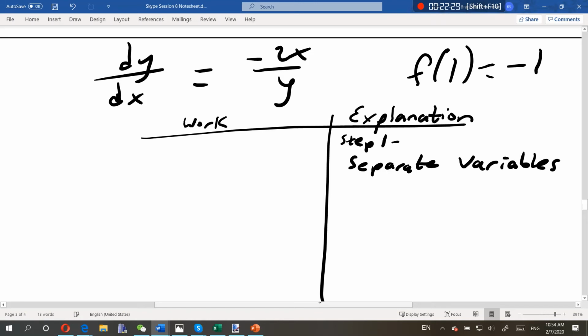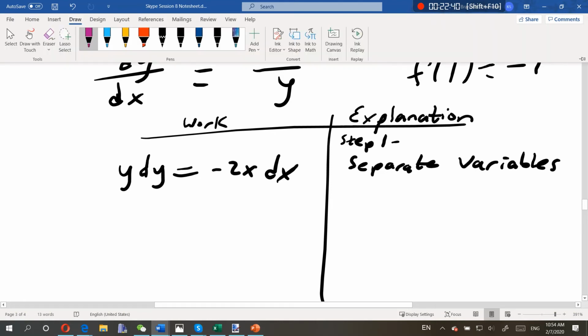So that means move all the y's to one side, y dy. Move all the x's to the other side, negative 2x dx. Okay, I'm going to try to make each line another color. Okay, then what? Right now I've still got a dy, so I need to get rid of my dy's and dx's. So, what could I do? Integrate, perfect.